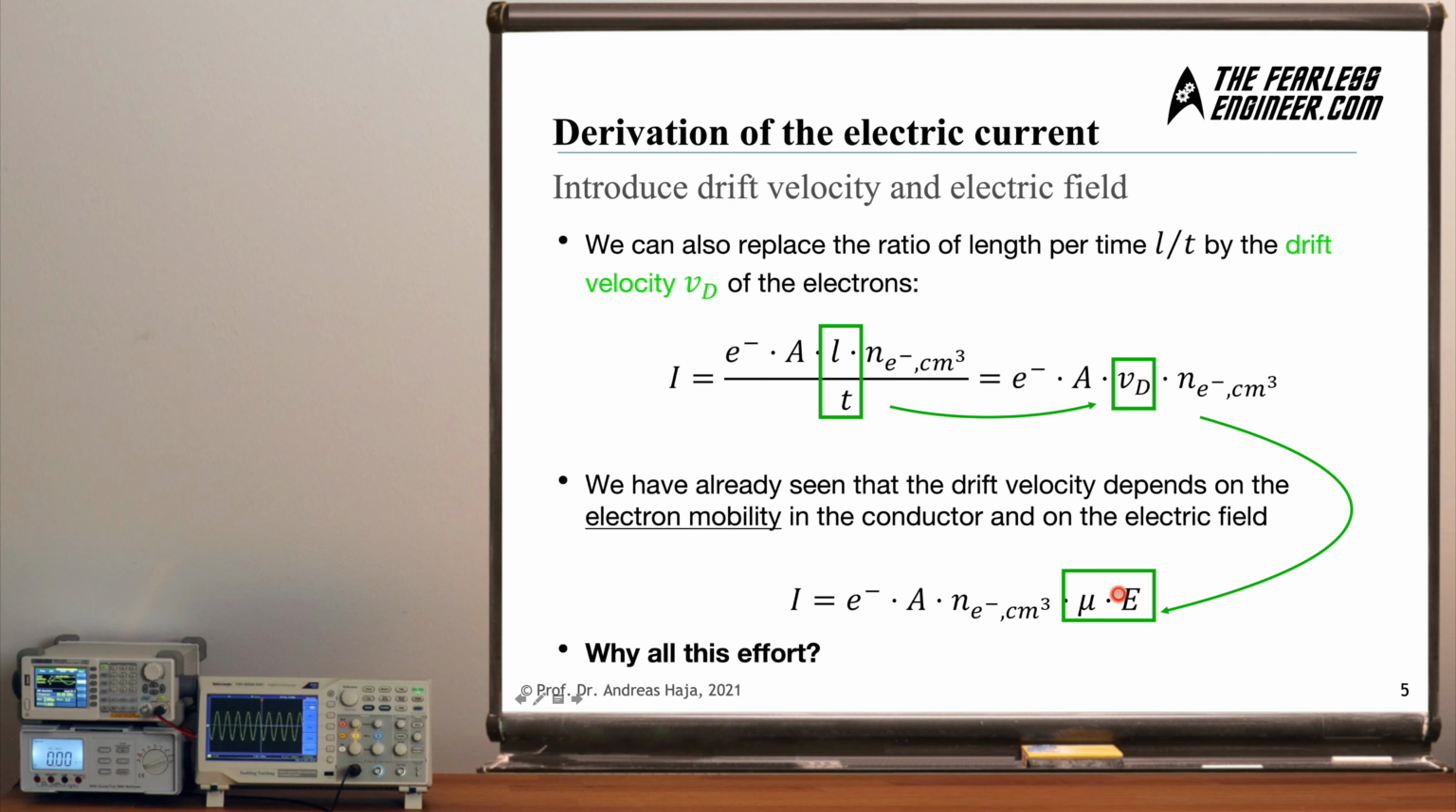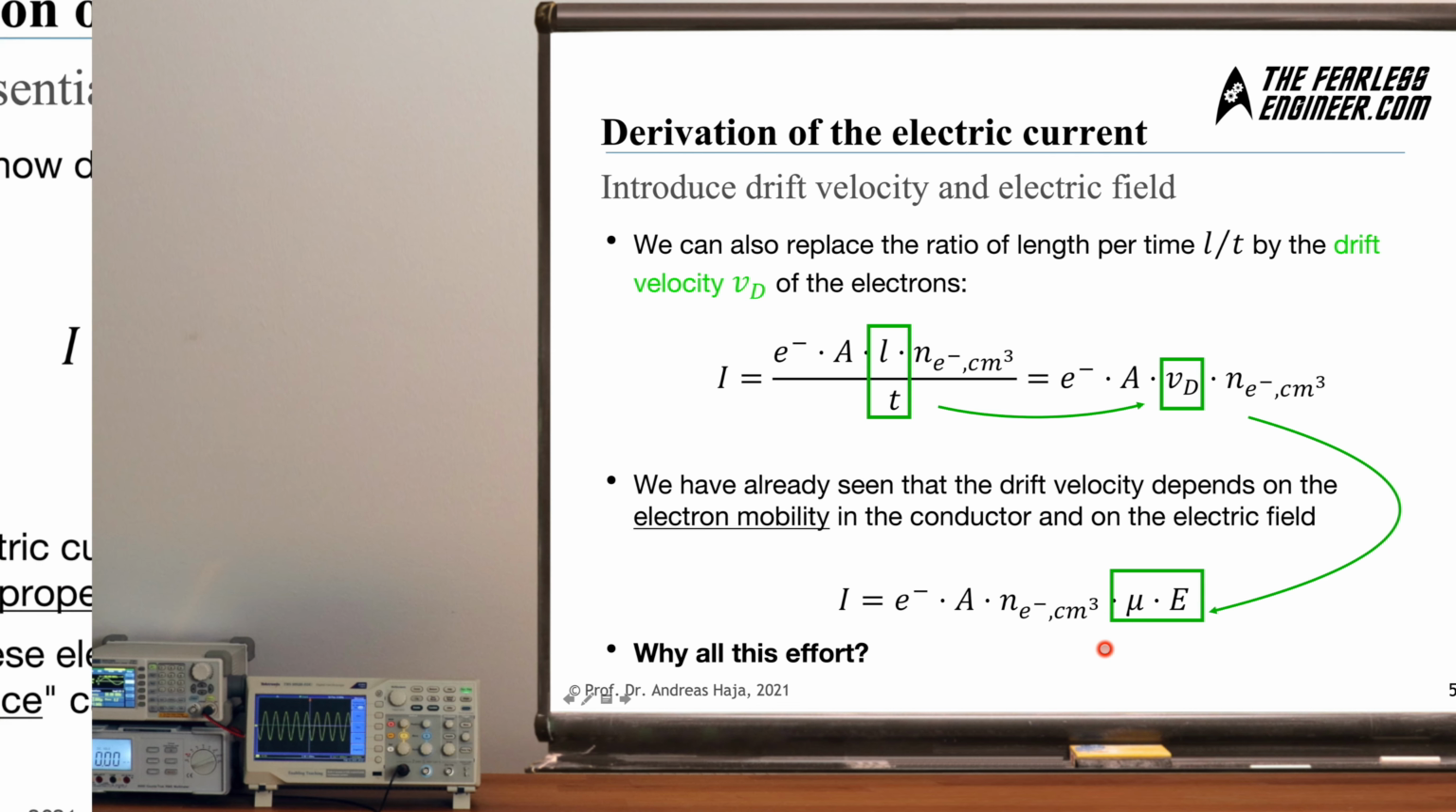And the question might arise why we have to invest all this effort to get from this very simple definition of charge divided by t to this rather lengthy equation here. And the question is perfectly justified. Now let's look at the explanation of why it's important to elaborate so deeply on this concept.